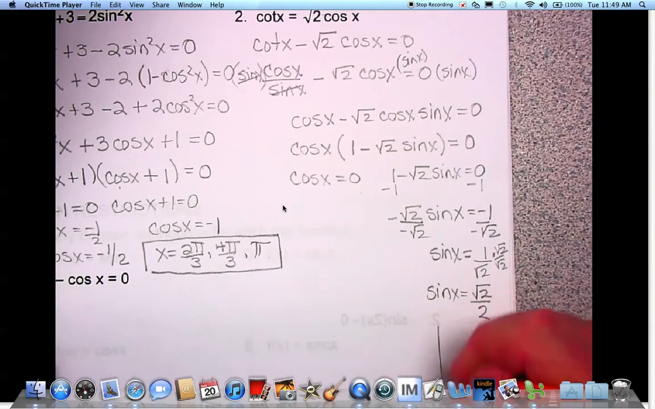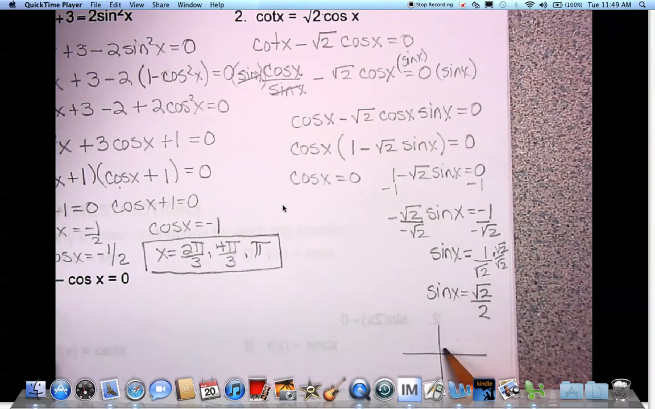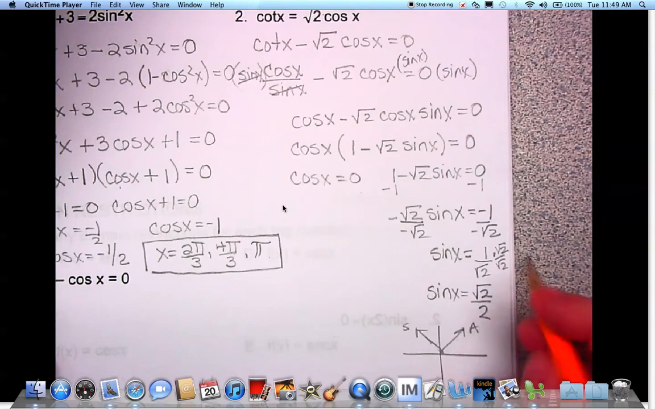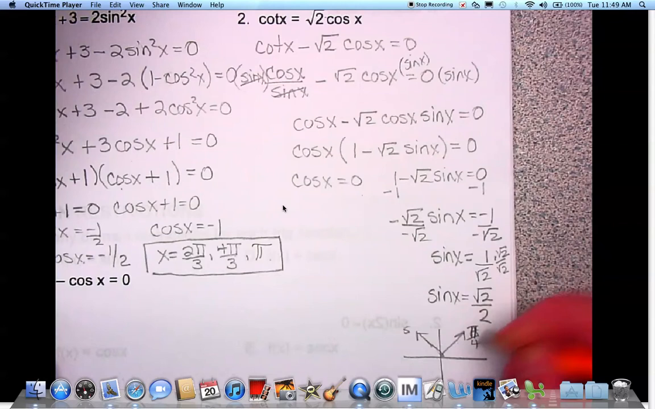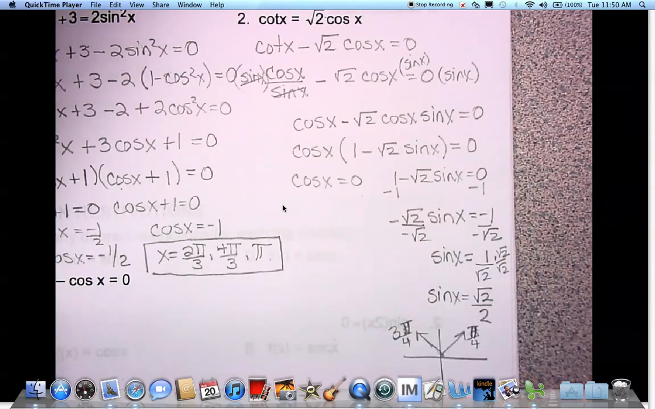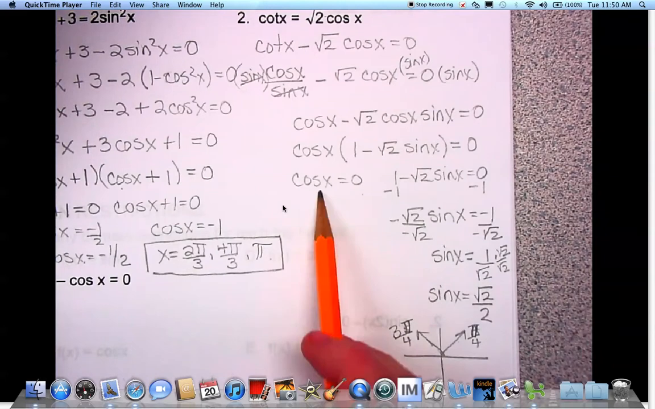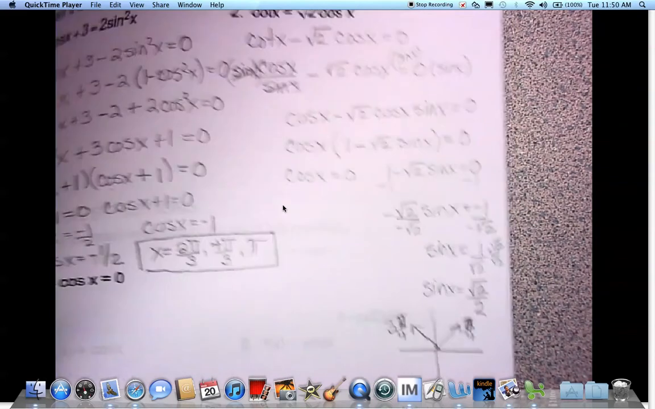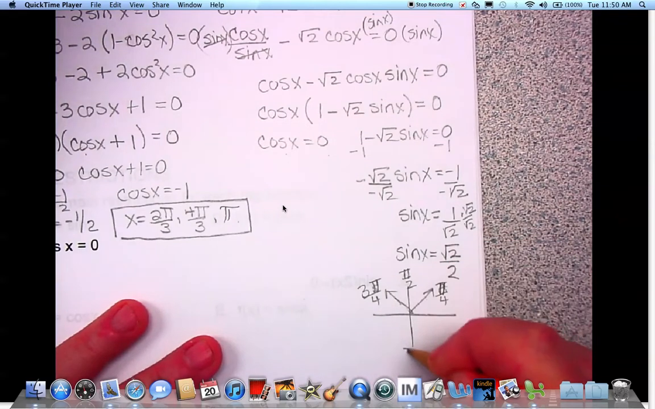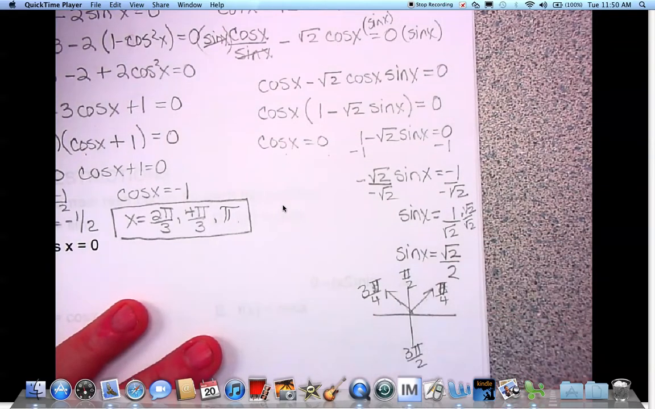All right, so when is sine positive? Pi over 4 and 3 pi over 4. Square root of 2 over 2 is a 45, isn't it? So you're right, pi over 4, and this one would be 3 pi over 4. And cosine equals 0 is pi over 2 and 3 pi over 2. Okay, that's when cosine is 0.